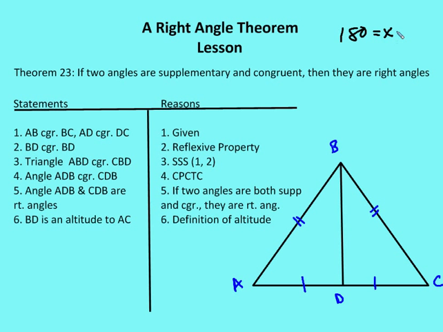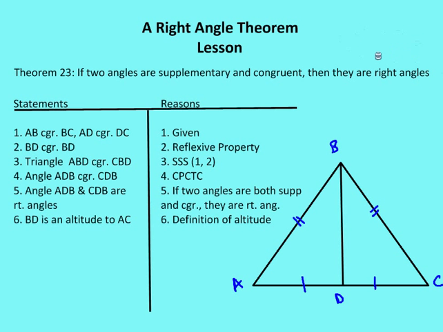Let's say those are x plus x. They're the same measure, so they both equal each other. So 2x is equal to 180 degrees. And then I know that x is going to be equal to 90 degrees. So let's take a look at an example of a proof that uses this particular theorem.